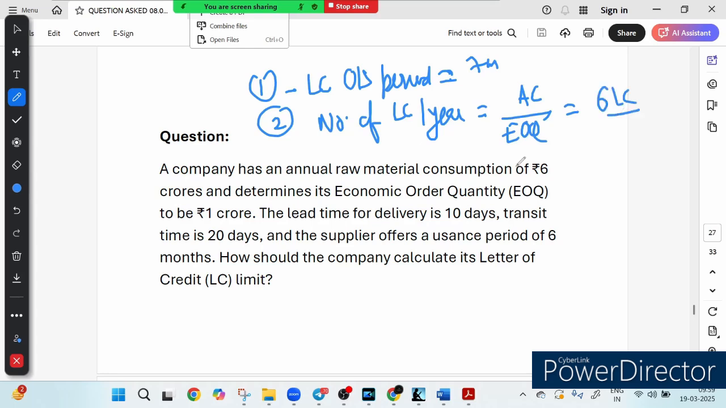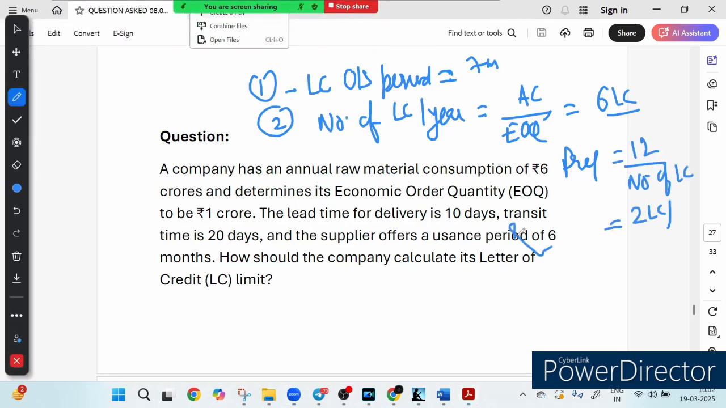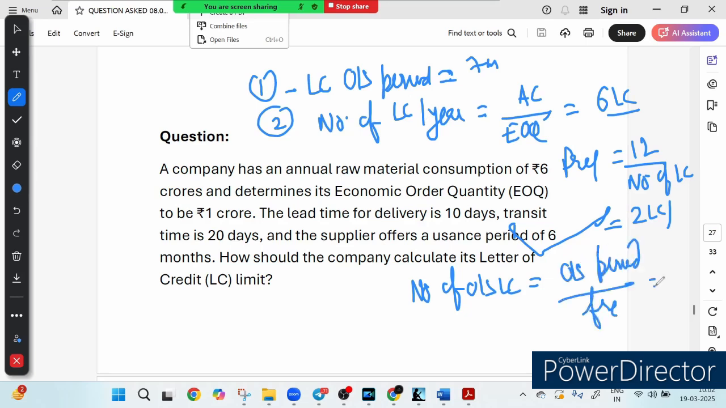Then you have to find the frequency of LC, right? You divide 12 by the number of LC opened per year. This will give you the frequency. After finding frequency, you have to find the number of outstanding LC. How to find the number of outstanding LC? Just divide the LC outstanding period by the frequency, right? So in this case, it is 7 by 2, which is 3.5.